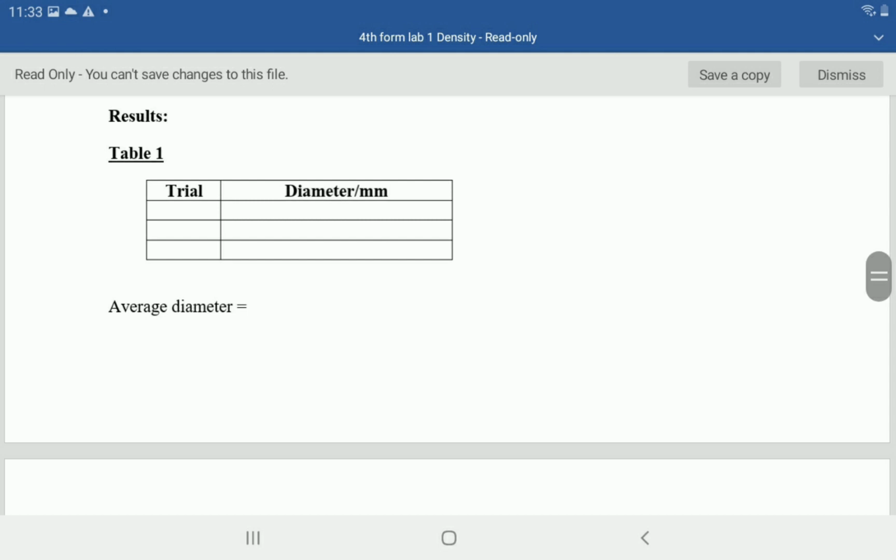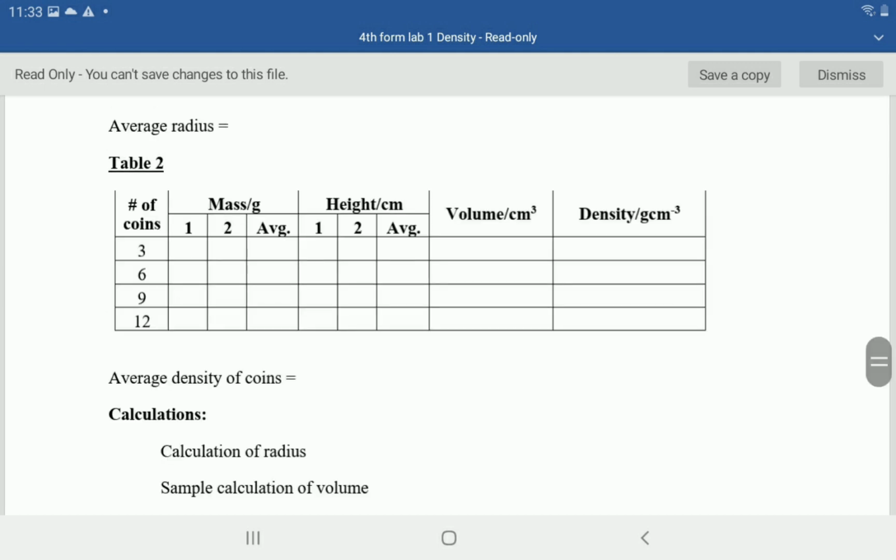We're expected to record our first set of readings, the diameter of 3 coins in our first table in millimeters, and then we'll find the average as well. Please note that the diameter will be measured in millimeters. We need to convert that later on into centimeters. We'll come up on our second table. I will be doing a little bit of variation.